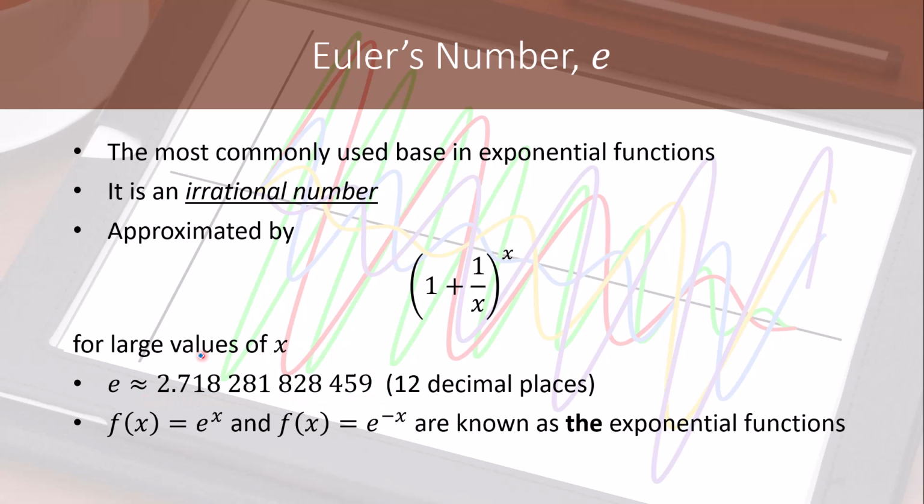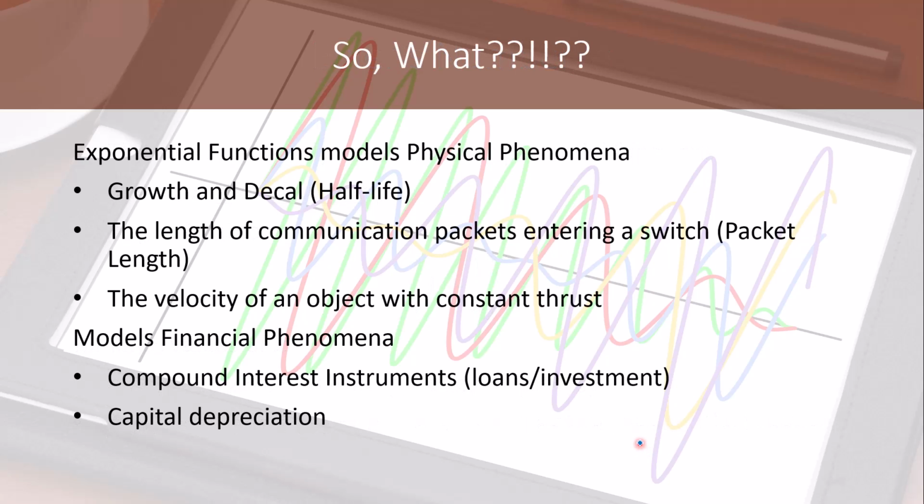Usually if I'm writing out e, I just use the first three and be done with it. And we tend to say that f of x equals e to the x, or e to the negative x, are known as the exponential functions. All right, so here's the big question.